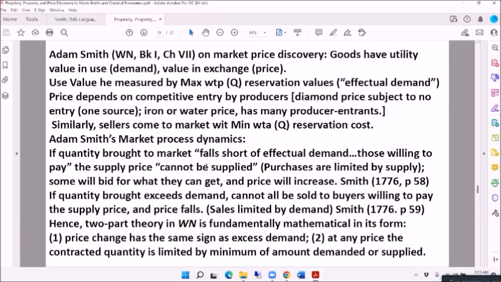He uses the concept of utility. He thinks about utility as providing value in use, but there's also value in exchange, in prices. He distinguishes these two sorts of value. Price in his thinking depended upon competitive entry, but by both buyers and sellers.